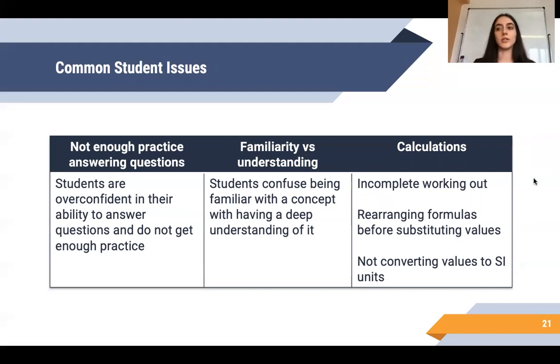Second mistake for the calculations is rearranging formulas before you substitute the values. So usually you get a mark just for using the correct formula, but if you use the correct formula, rearrange it wrong, and then plug in the values, you actually didn't use the correct formula, so you wouldn't get a mark there. And lastly, you have to make sure that you convert everything to SI units before you do any calculations.